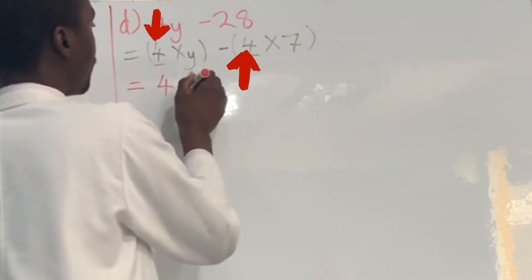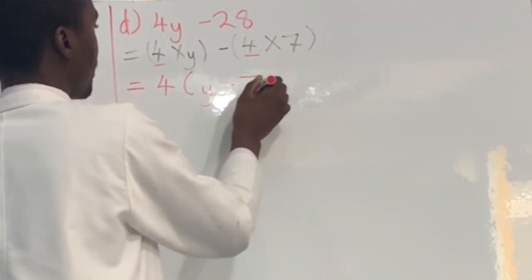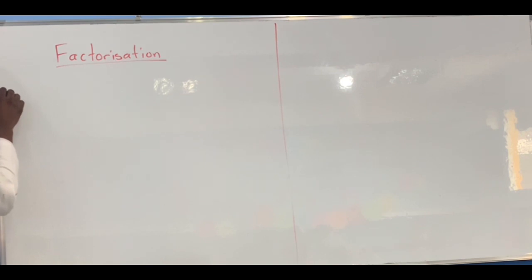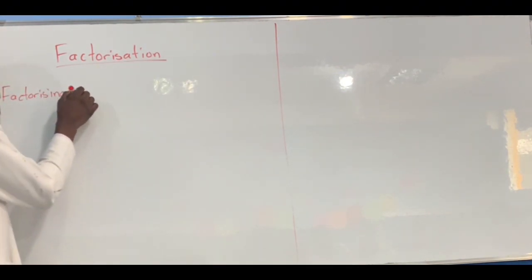We're going to take this 4 bracket y minus 7. So that will be our factorized form. Alright, let's continue to look at the examples.